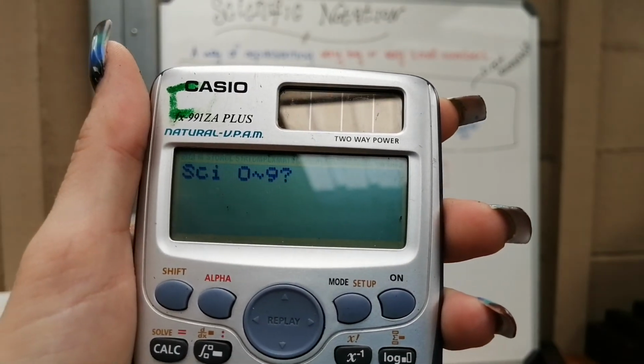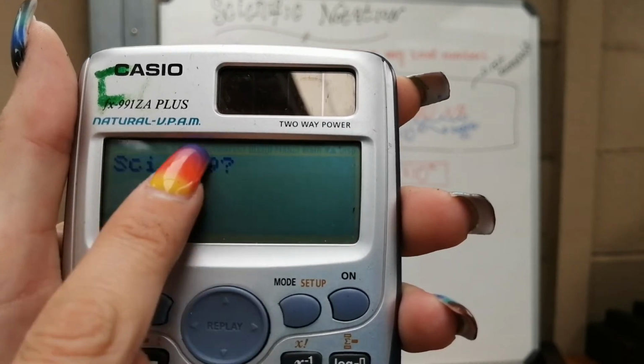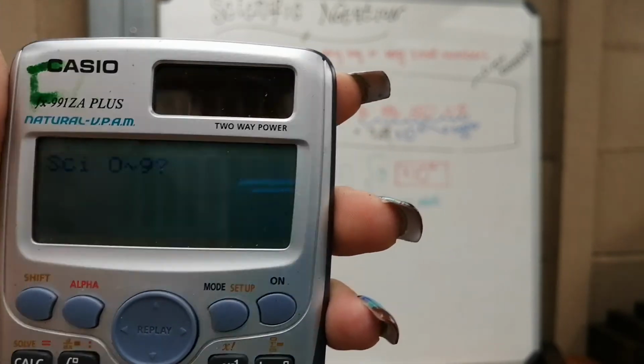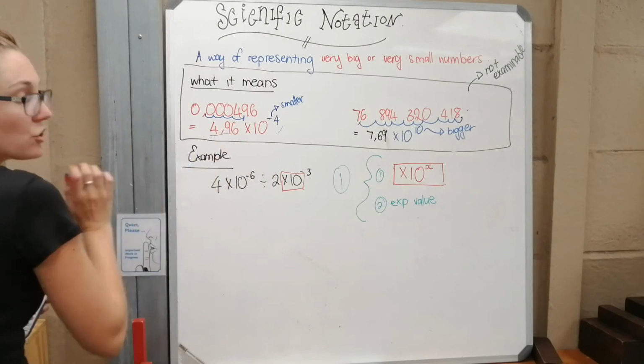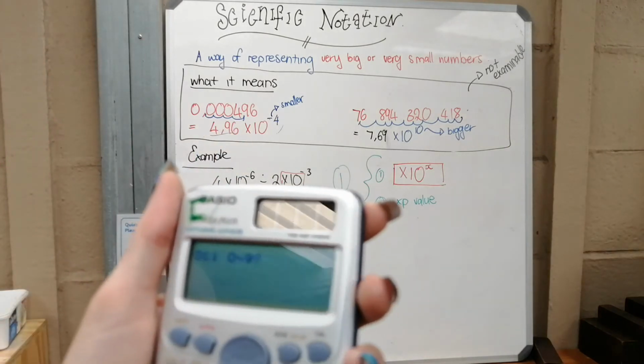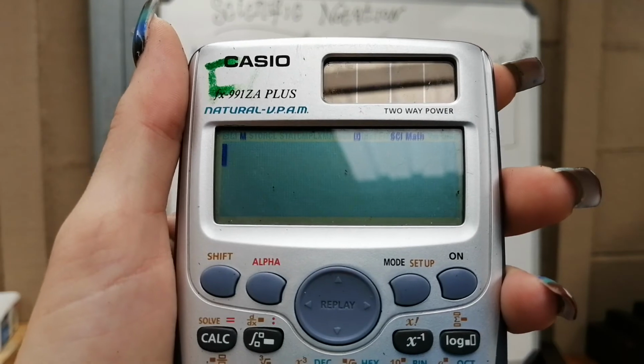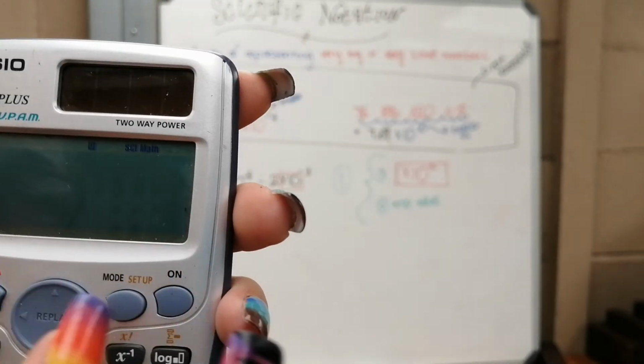Okay, and then it asks me 0 to 9. So that's asking me how many digits do I want. Now I generally want 3 digits. I want something, comma, and then 2 decimal places. So we're going to go 3. Okay, so now I've got it in scientific notation.